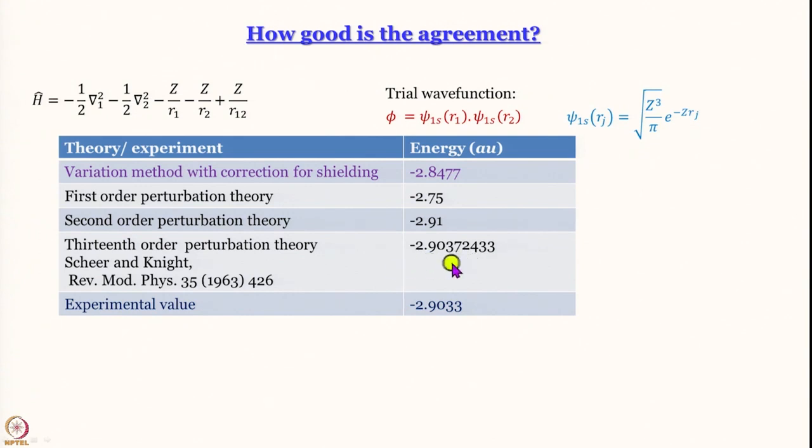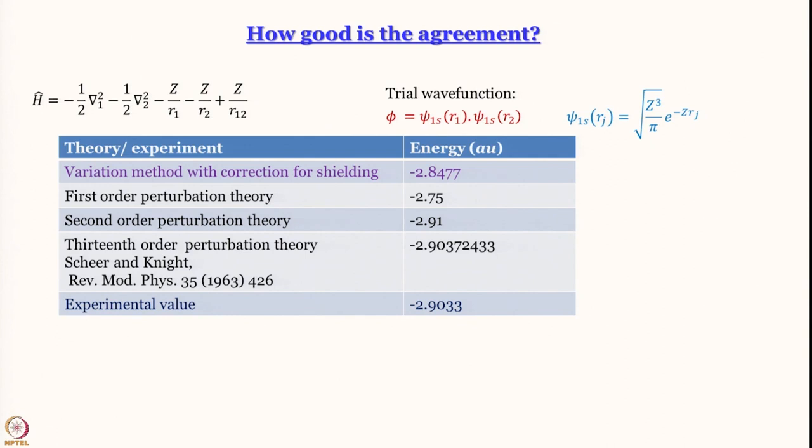So, this is where we should get, and what we see is that by this simple variation method that we have used here, we are doing better than first order perturbation theory, but not as good as second order perturbation theory, and definitely not as good as 13th order perturbation theory. So, this is definitely not the end of the road, this is definitely not the end of the story.